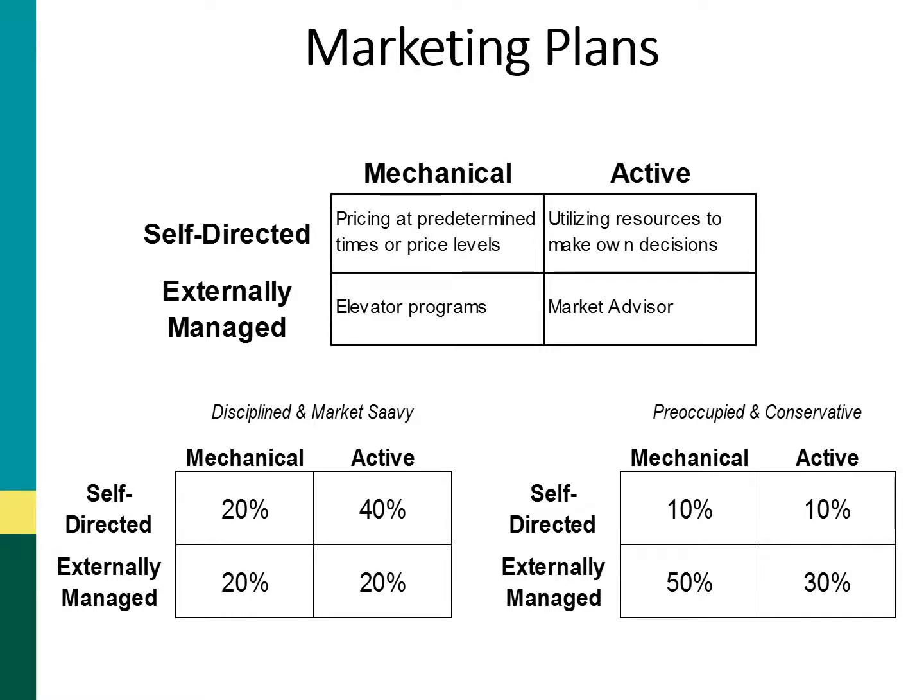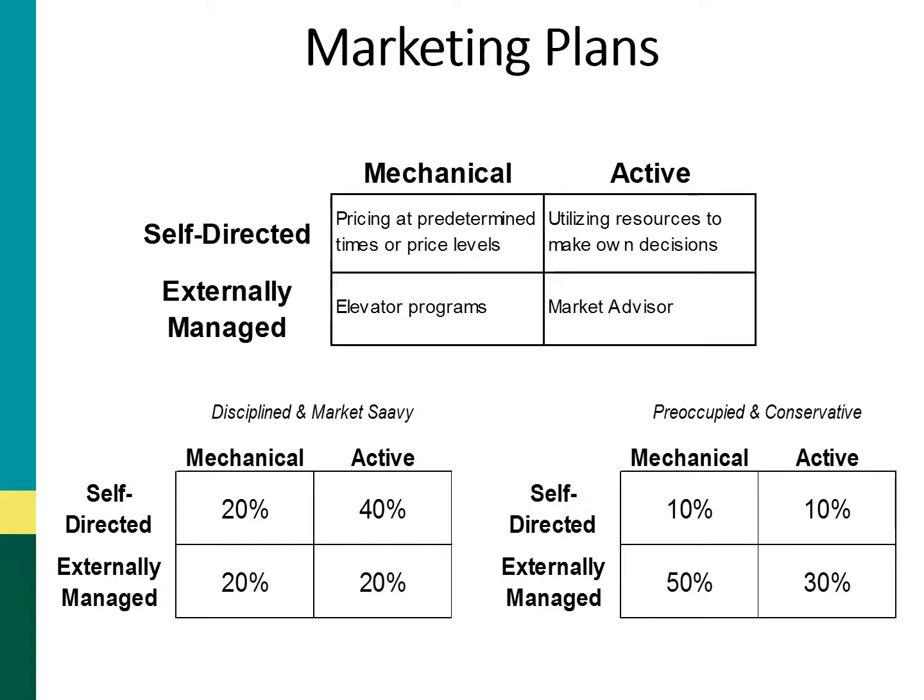Self-directed and active, where 99% of the farm community resides, would be utilizing your own resources, from what you subscribe to, to what you hear in the coffee shop, to just synthesizing everything that you're doing and looking at to make your own decisions. What would be externally managed and mechanical would be, I think, the various types of elevator programs that you could diversify and put a portion of your bushels in. And what would be externally managed and active decision making would be putting bushels with a market advisor or in a pool.